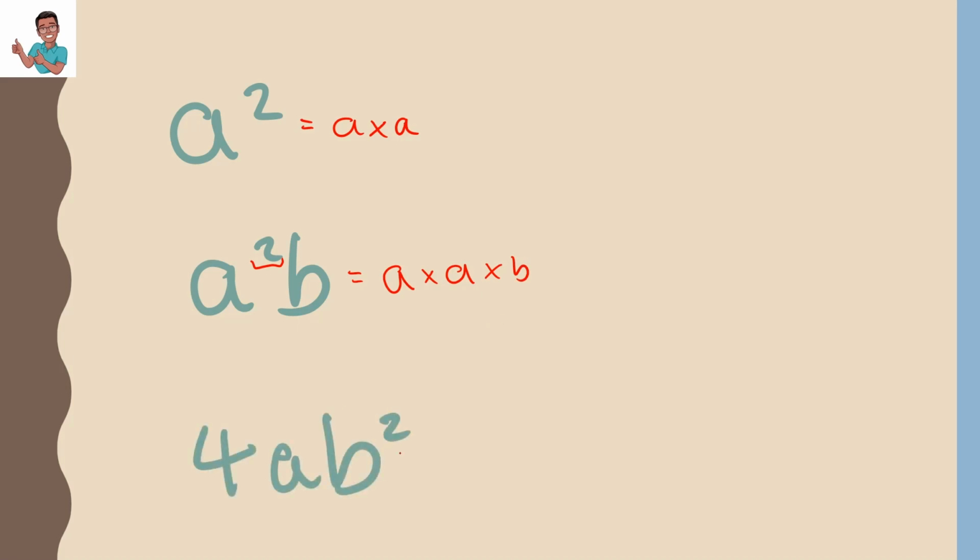Here we have 4ab squared. We have the coefficient, we have two variables and a square. We know that in between these we will have multiplication. However, we do not write this. This would be like saying 4 times by a times by b times by b.